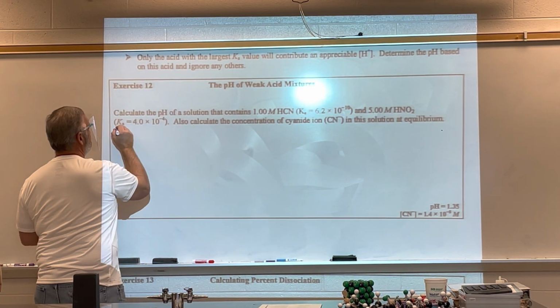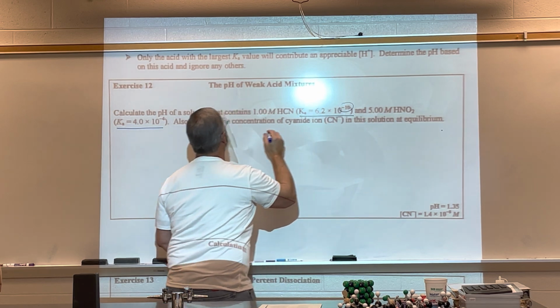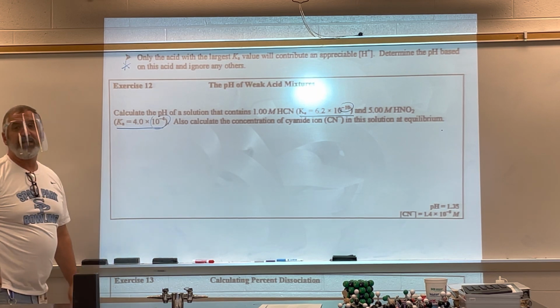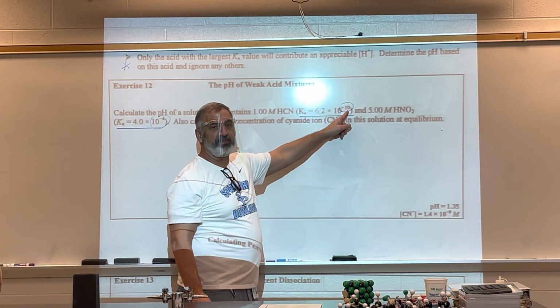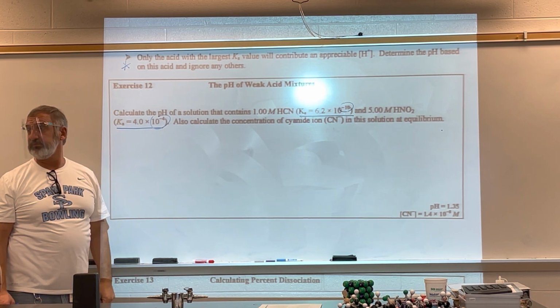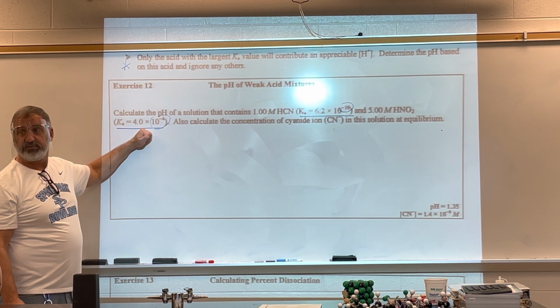We have two acids, Ka of 10 to the minus 4th and a Ka of 10 to the minus 10th. Somebody read that out loud for me. Amar, what's that say? On the top, only the acid with the largest Ka value contributes an appreciable H plus. Determine the pH based on this acid, ignore any others. Okay? 10 to the minus 4th versus 10 to the minus 10th. This one's going to produce a whole heck of a lot more H plus than that one. So we just ignore that one. We just find the pH of this one.